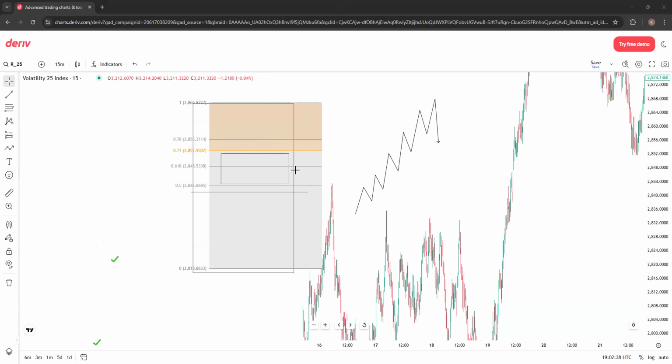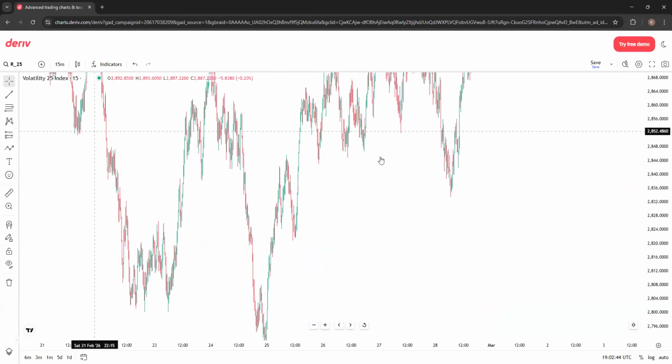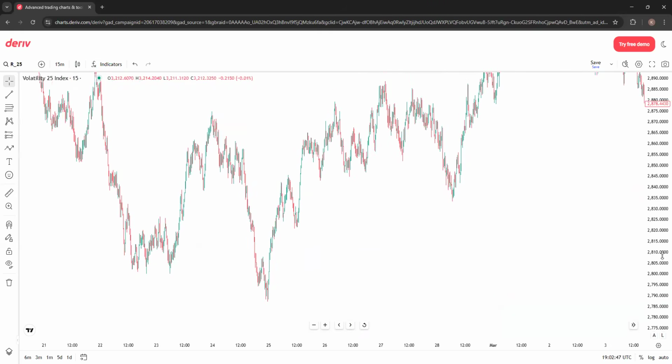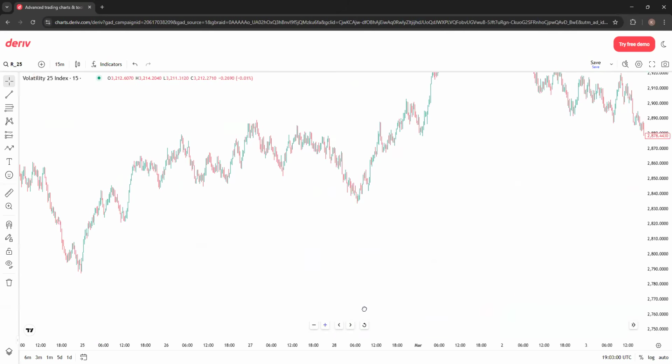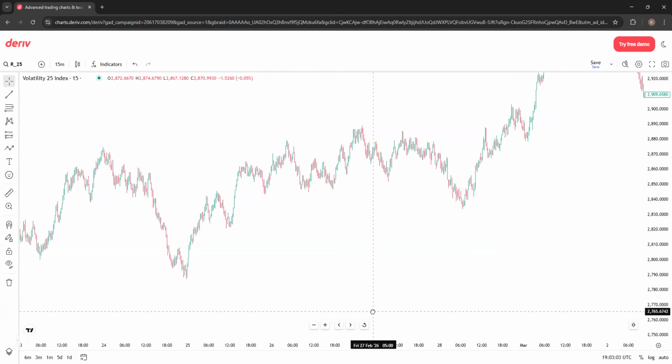Right. So, as always, as our trades go and as the trends go either up or down, we always need to follow one simple rule. We buy from the discounted areas. We sell from the premium areas. We buy from the discount if we are in an uptrend. We sell from the premium if we are in a downtrend.